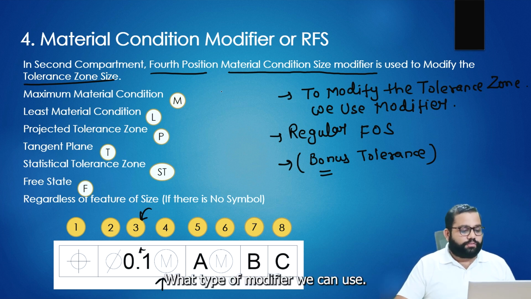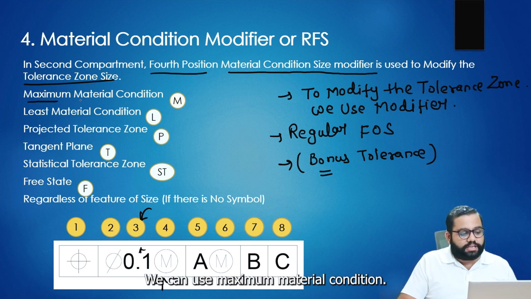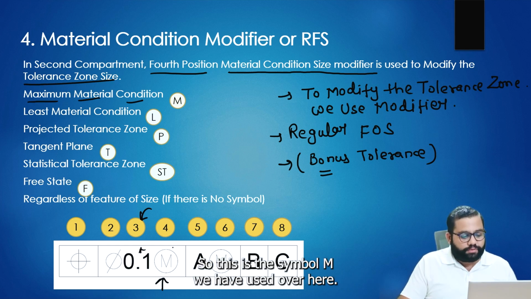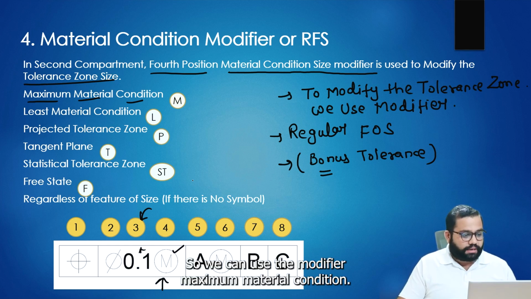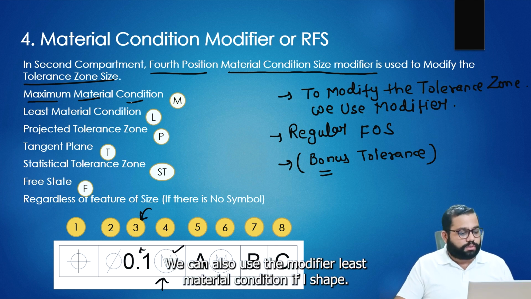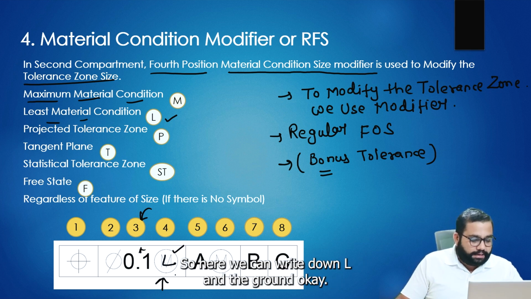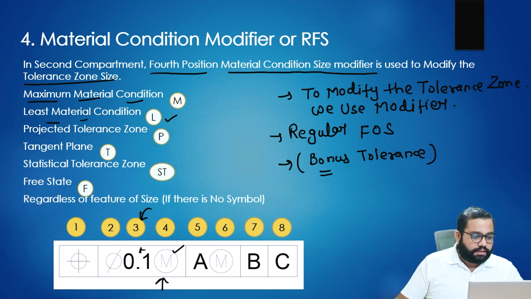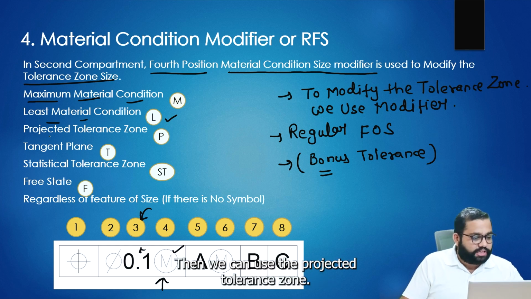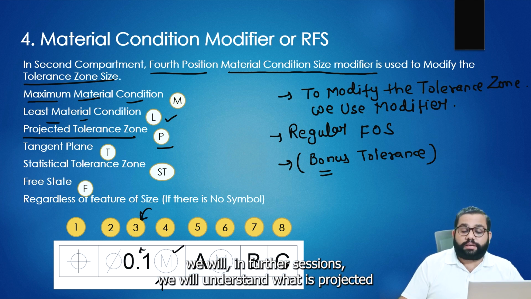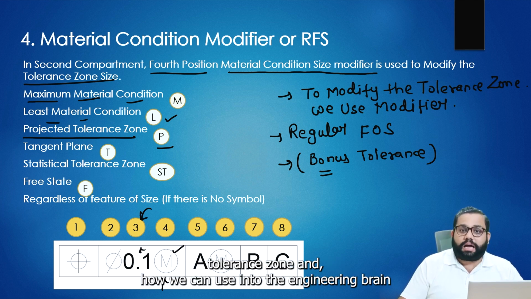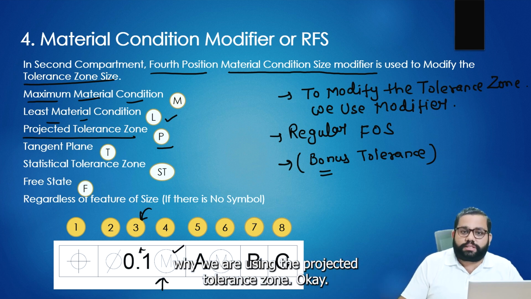What type of modifier can we use? We can use maximum material condition, the symbol M that you can see over here. We can also use least material condition, the symbol L in a circle. Then we can use P, the projected tolerance zone. In further sessions we will understand what the projected tolerance zone is, how we use it in engineering drawings, and why we use it.